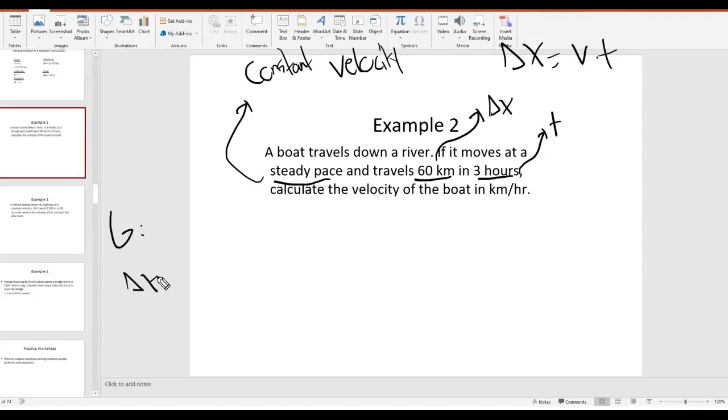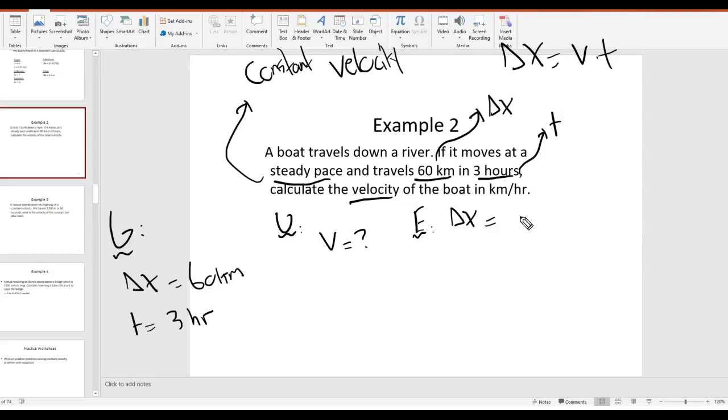So I write down my given. Delta x equals 60 kilometers. t equals 3 hours. What is my unknown? Okay, so I'm using GUESS here. I got my G. I need to find what the question asked me to find. Well, it tells me to calculate the velocity. So that's my unknown. v equals question mark. What equation should I be using? Again, we only have the one equation for right now. Okay, so I'm using the constant velocity equation. And then I want to substitute and solve. Now, when you substitute, remember that means plug in.